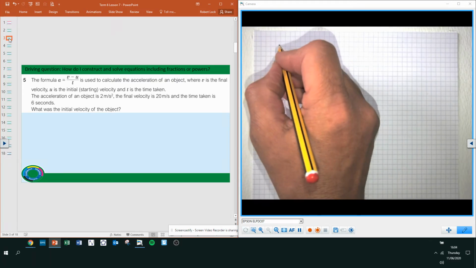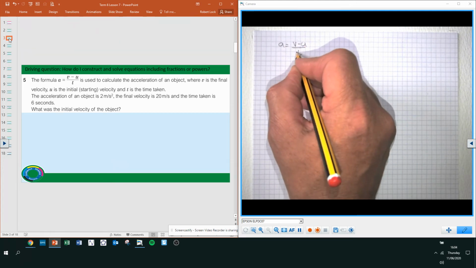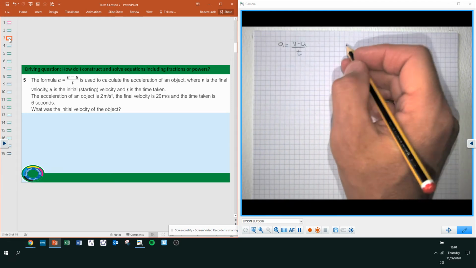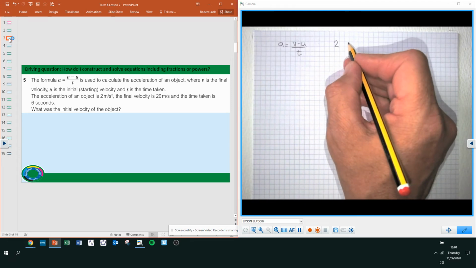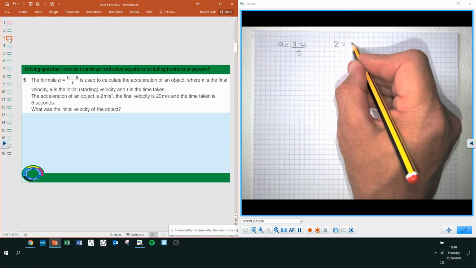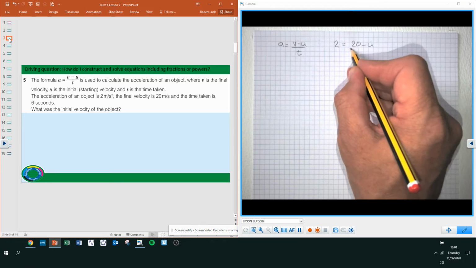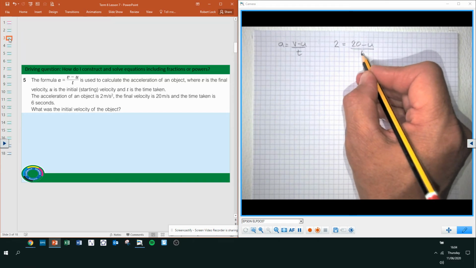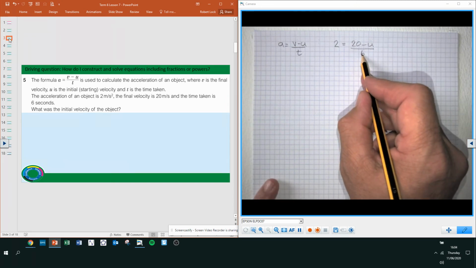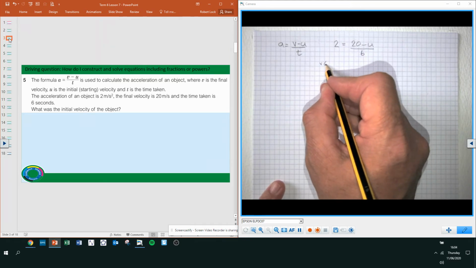So, the formula is A equals V minus U over T. Substituting the values in, we have the acceleration of the object, which is 2 meters per second per second. The final velocity was 20. We do not have the initial velocity, but we have the time taken, which is 6 seconds. So using this as we did before, we get rid of divide by 6, times everything by 6. We end up with times by 6 on both sides.